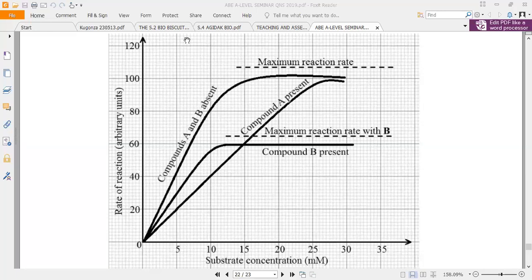Dr. Lodio says A and B are inhibitors. Pius is saying A and B are enzyme inhibitors.